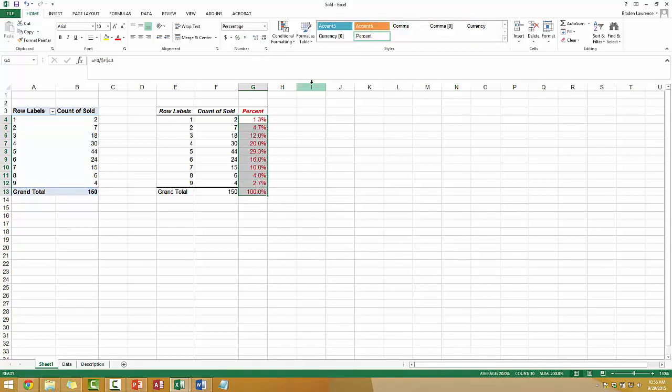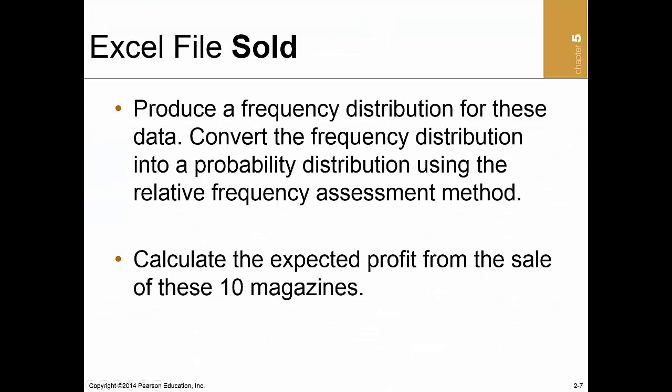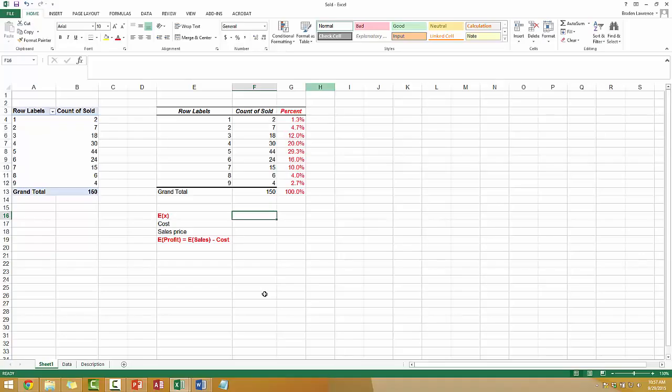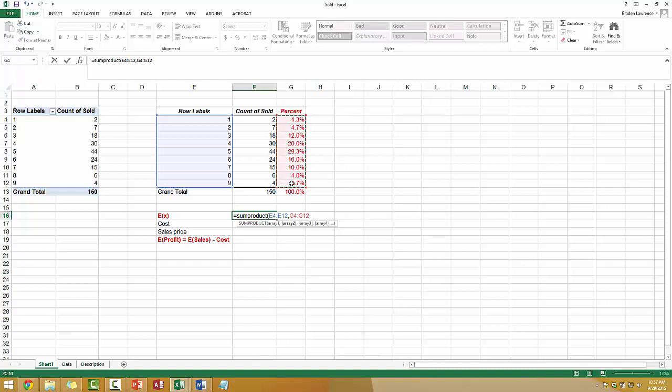Next, we'd like to calculate the expected profit from the sale of these 10 magazines. To determine the expected value, or mean, I'm simply going to use the SUMPRODUCT formula we used earlier. Since magazines 0 and 10 will have a 0%, those will be eliminated from the SUMPRODUCT. So we see our expected value is 4.95.